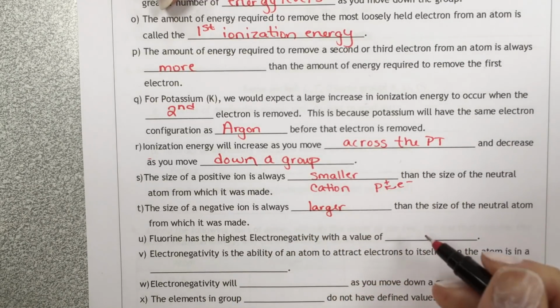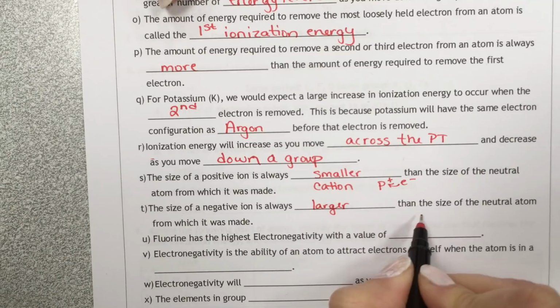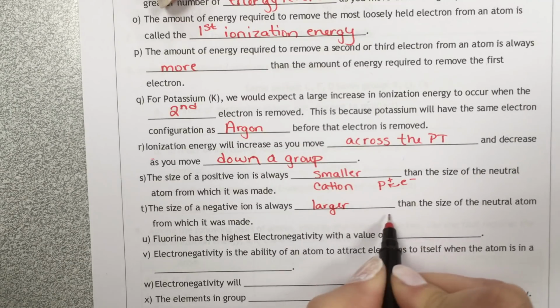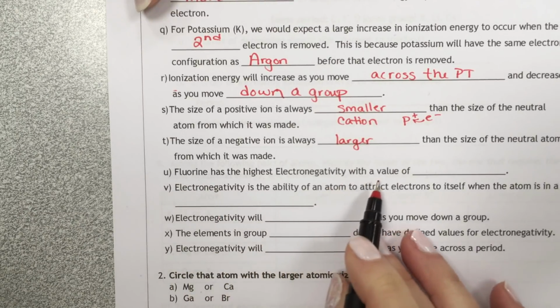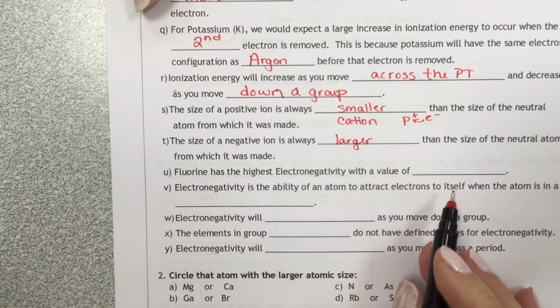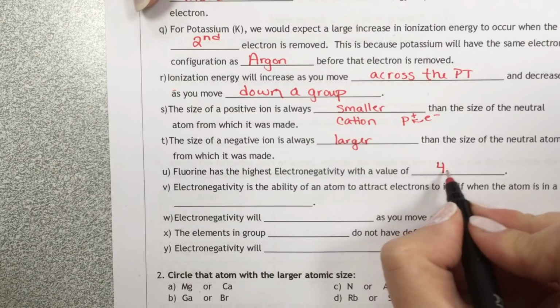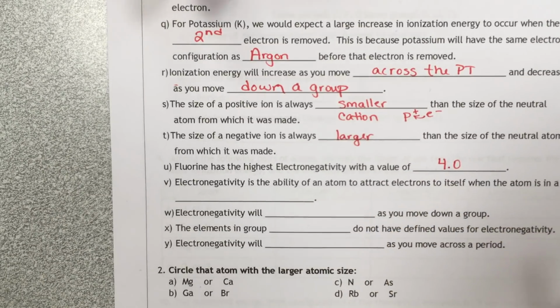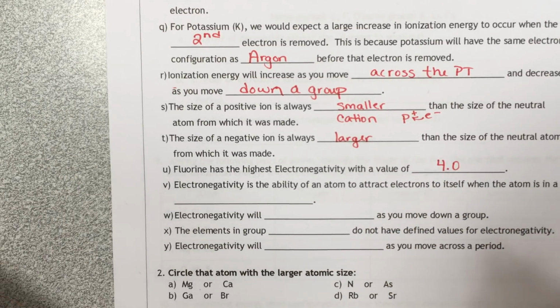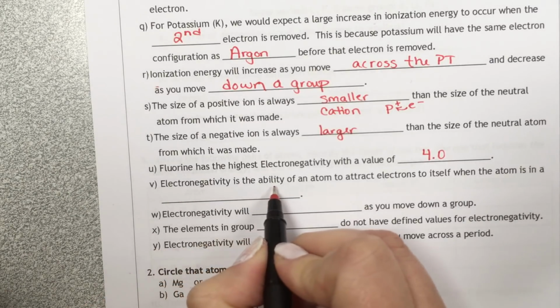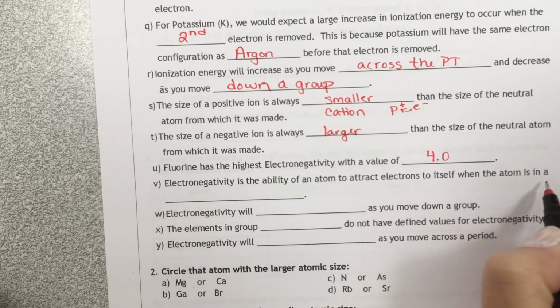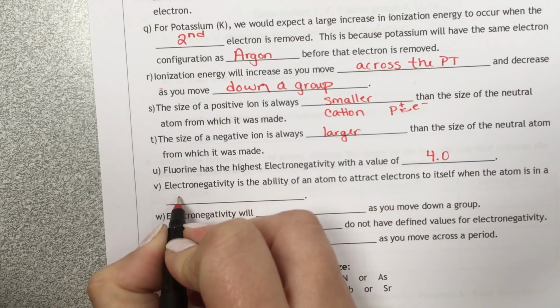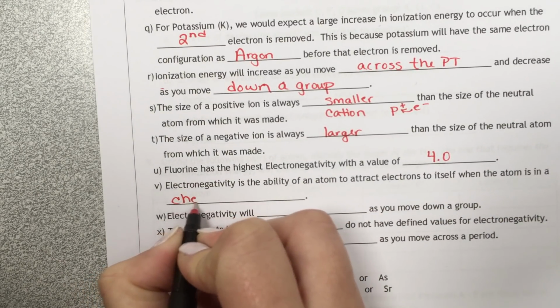If you need to review that, that's on the last video you watched. Okay, fluorine has the highest electronegativity with a value of 4.0. That's the highest electronegativity value that we have. Electronegativity is the ability of an atom to attract electrons towards itself when the atom is in a chemical bond.